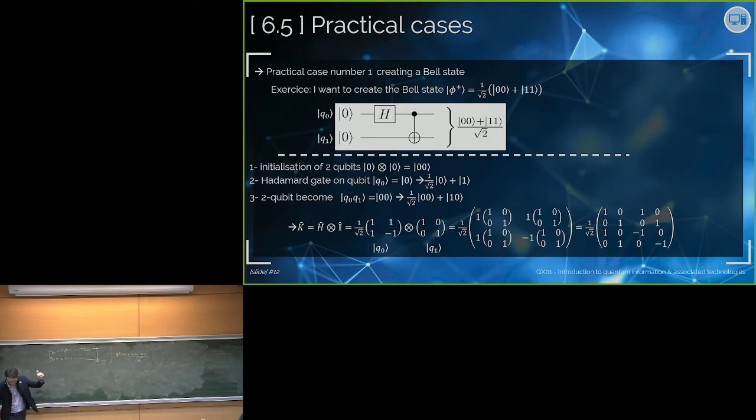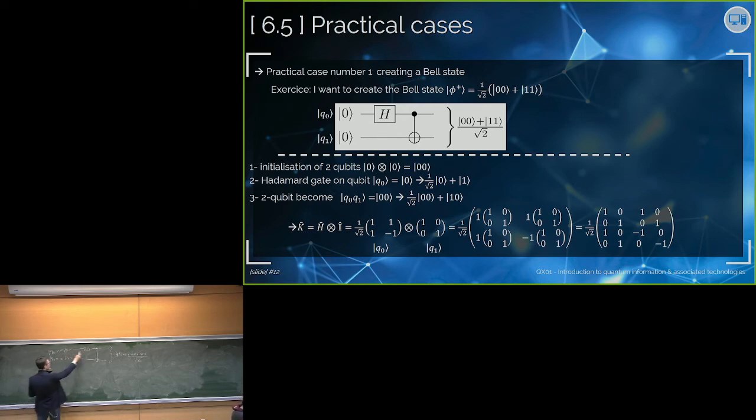Right, so let's go step by step. So first of all, I initialize my two qubits. That doesn't work, we said. So initialize in 0, 0, and I tensor product them. So this is a mathematical operation where I now say they are not two qubits. I actually have a 4-qubit space. Okay, so that's the first thing to do.